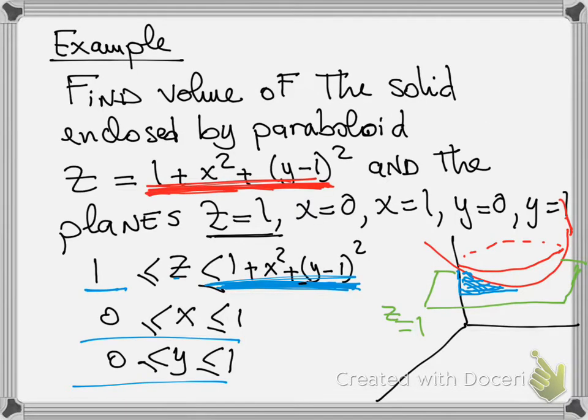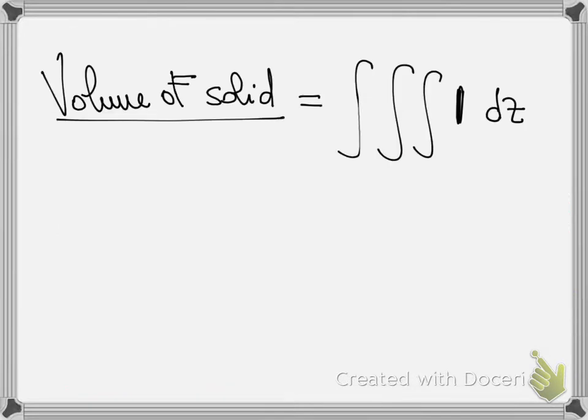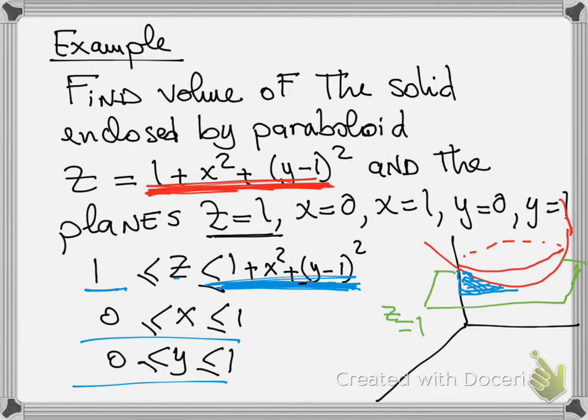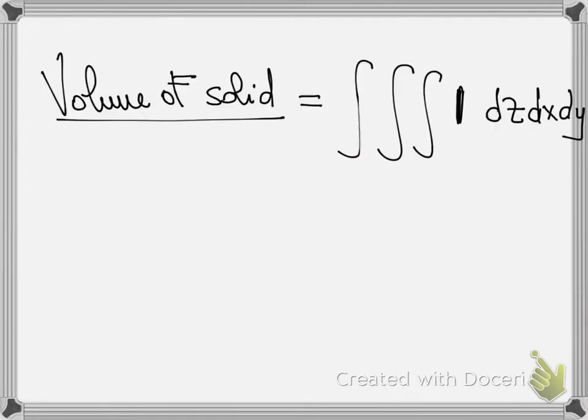Then both x and y are between constants, so it doesn't really matter here the order. We can do dx and then dy. But for example, let's say y is between functions of x and x is between constants, then after z you need to integrate with respect to y, because y would be between functions of x, and then x between constants. So you finish your integral with the dx. Okay, so here z is between 1 and 1 plus x squared plus (y minus 1) squared, x between 0 and 1, y is between 0 and 1.